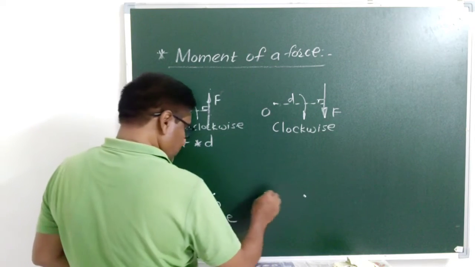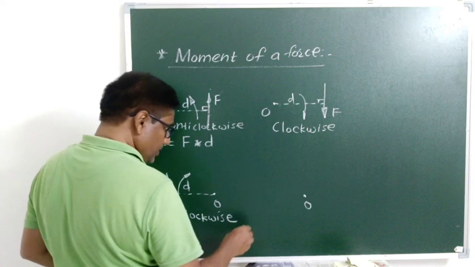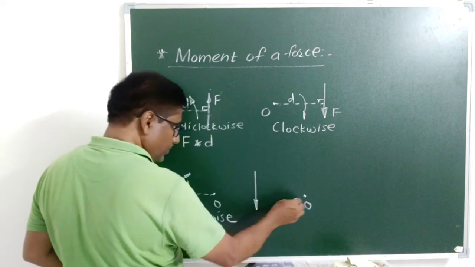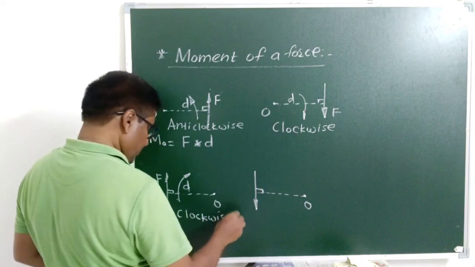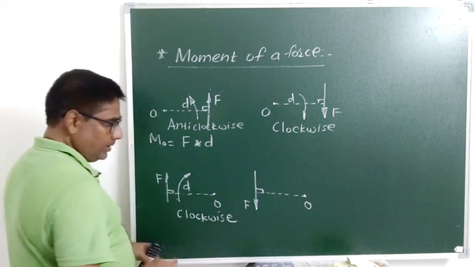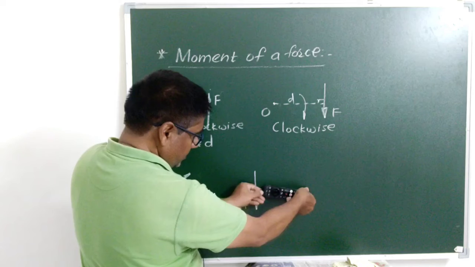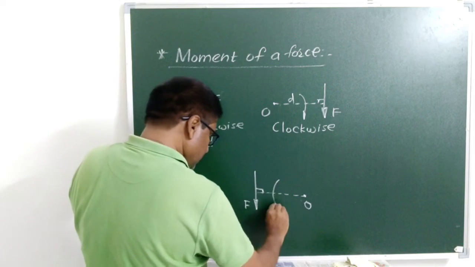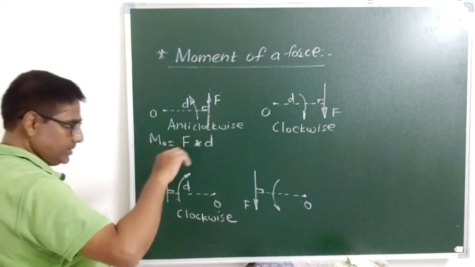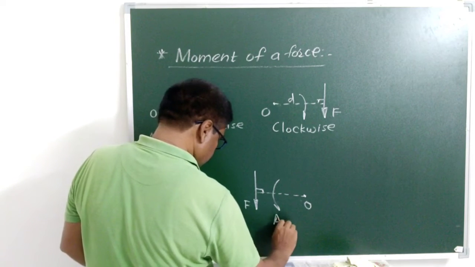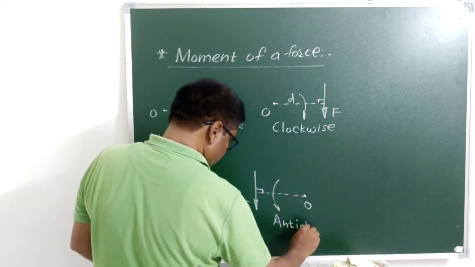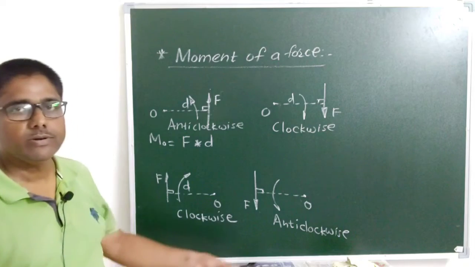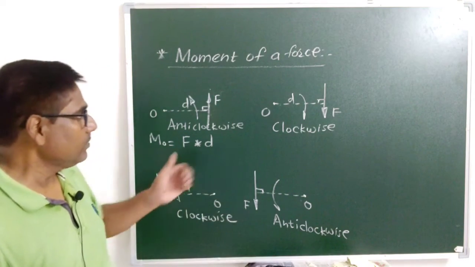Fourth case, say this is a given point O, fixed point, then force is to the left of this given point. This is perpendicular distance. Now, here force is acting downwards. Keeping this point fixed and applying force at the other end in the downward direction, what is happening? This is trying to rotate this arm in anti-clockwise direction. Therefore, this type of force will produce anti-clockwise moment. This is the nature of clockwise and anti-clockwise moments.